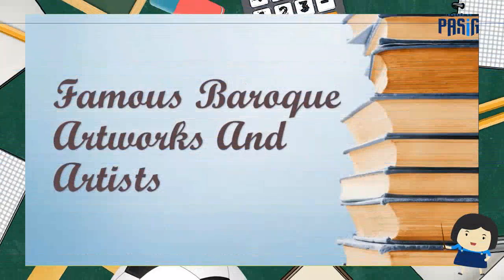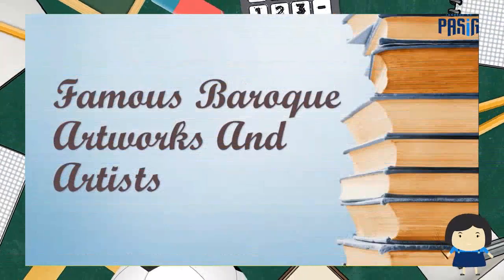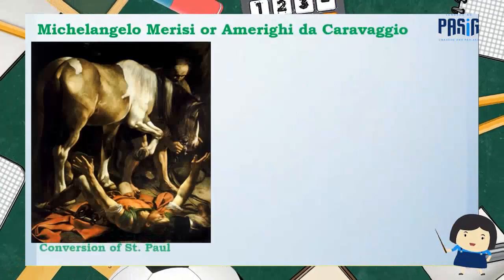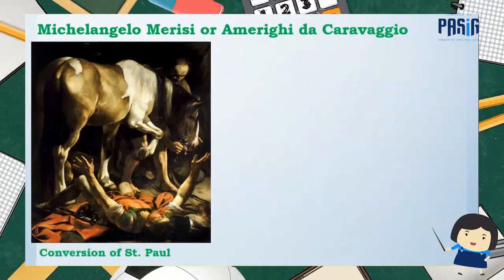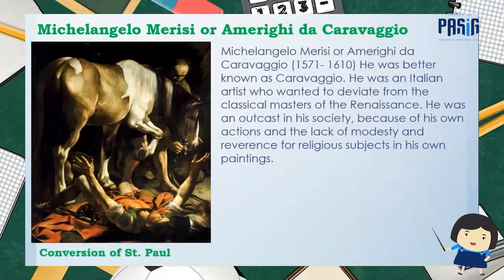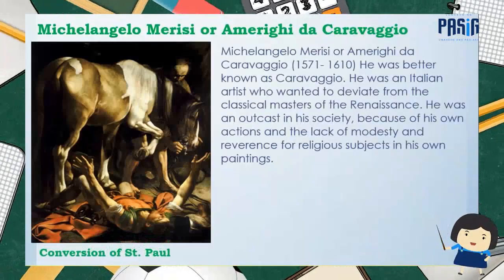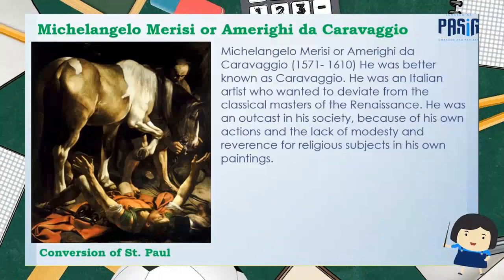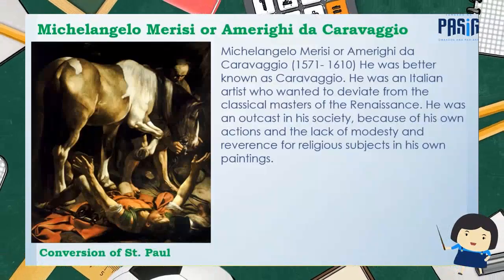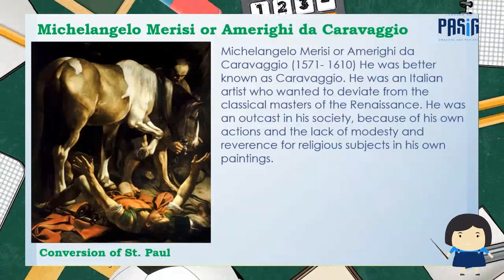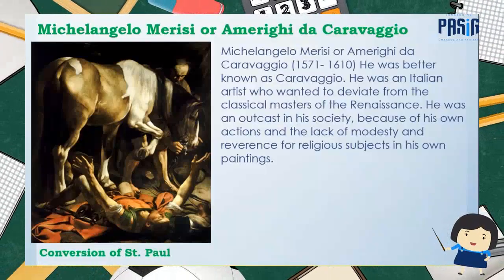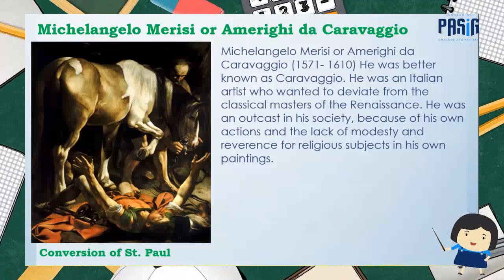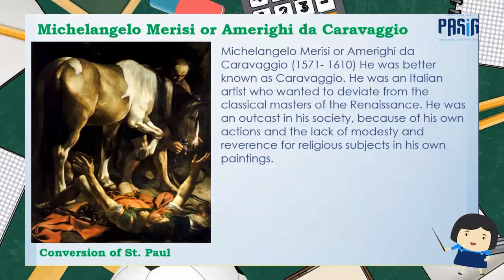Now, let us know some of the famous Baroque artworks and artists. First, let's talk about Michelangelo Merisi, or Amerigo da Caravaggio. So, he was better known as Caravaggio. He was an Italian artist who wanted to deviate from the classical masters of the Renaissance. He was an outcast in his society because of his own actions and the lack of modesty and reverence for religious subjects in his own paintings.